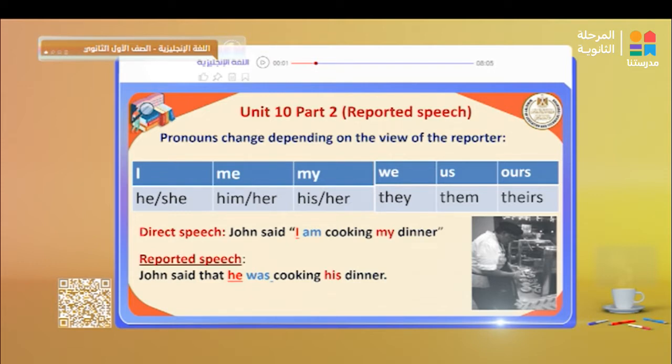What about the direct speech? John said, I'm cooking my dinner. What is the reported speech of this sentence? John said that he was cooking his dinner. So when John is talking about himself, he said, I am cooking. But when I talk about John, we said he was cooking his dinner.